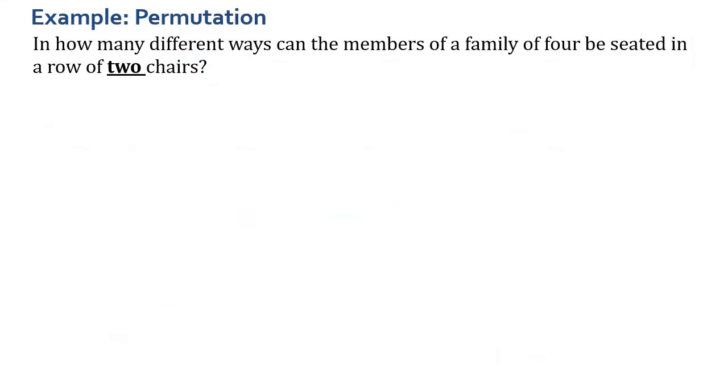So let's do this a little bit more. In how many different ways can the members of a family of 4 be seated in a row of 2 chairs? So sometimes only some, but not all the objects will be arranged in a specific order without repetition. So if we set up this scenario, we have 4 people to choose from for the first seat and 3 people to choose from the second seat. So we'd have 4 for the first, 3 for the second, which leaves us with 12 options total.